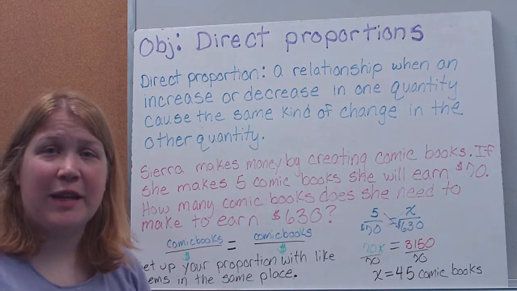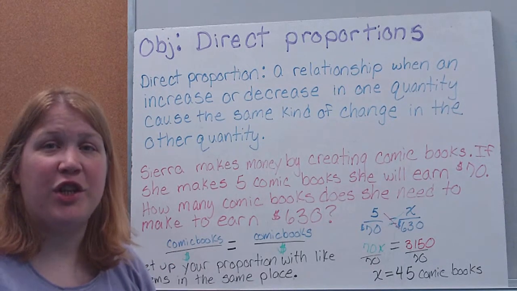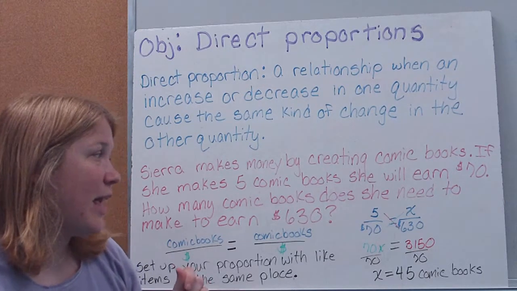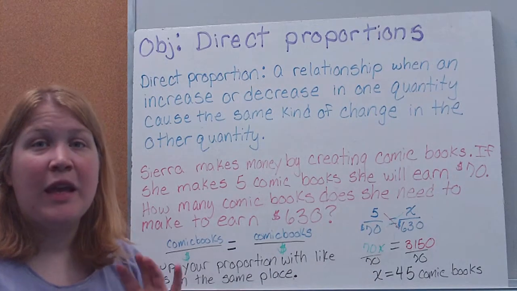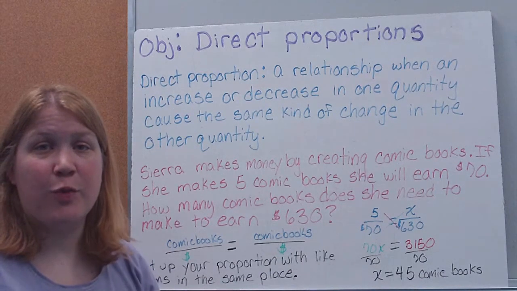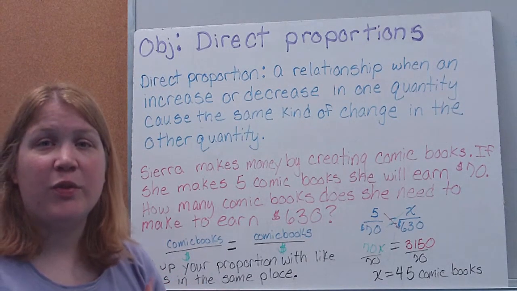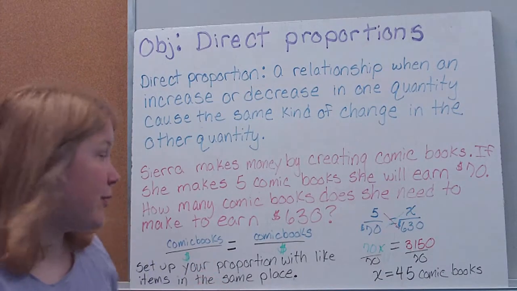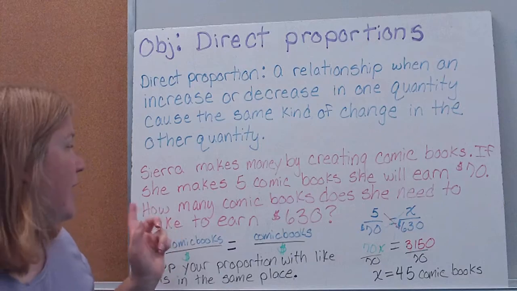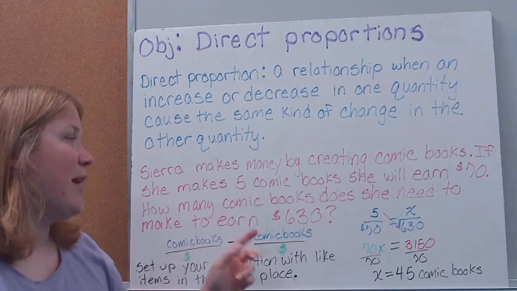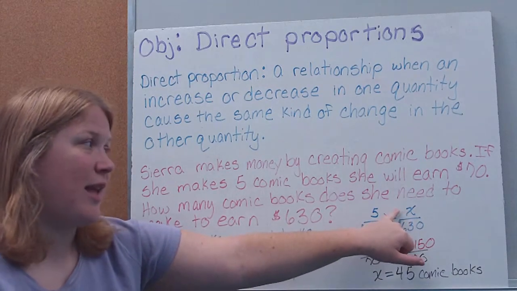Now, in order for us to set up the proportion, since this is a direct proportion, I need to set up my second ratio with my items in the same spot, which means I still want comic books on top and money on the bottom. If we invert those, we're going to wind up with an inverse proportion, which we'll talk about later. They're more complicated to figure out how to set up. These ones, what you want to remember: same thing in the same spot. So I did comic books over money, so I need to do comic books over money. The next sentence says, how many comic books does she need to make to earn $630? So it gave us the money. It didn't tell us how many comic books.